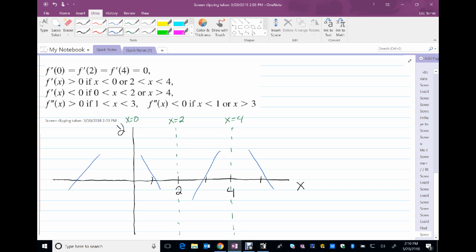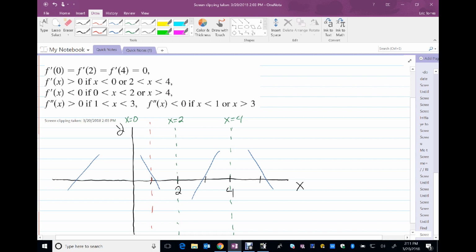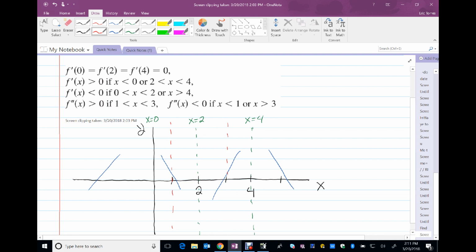Last part is my function's second derivative is positive if x is between 1 and 3. Okay, so let's talk about that between 1 and 3. I'm going to put that as a red dash. x equals 1, x equals 3. These are called inflection points, when my second derivative hits 0, and it looks like it's going to hit 0 around 1 and 3. It doesn't say it explicitly, however, if you notice, it's positive between 1 and 3, and it's negative outside of 1 and 3. So those are going to be my inflection points.